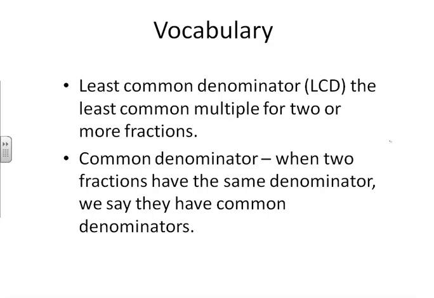Our vocabulary, first of all, is least common denominator. We've talked about this before in just a couple of lessons prior. The least common multiple for two or more fractions is the least common denominator. We talked about least common multiples. Least common denominator is the denominator that is the least common multiple for the two fractions. The common denominator is when two fractions have the same denominator. When that occurs, we say they have common denominators. So two fractions, both with a 12, would have common denominators.